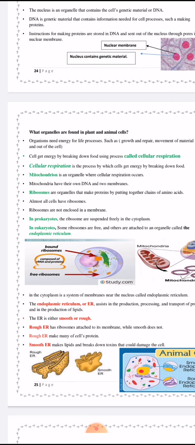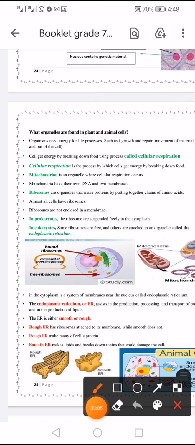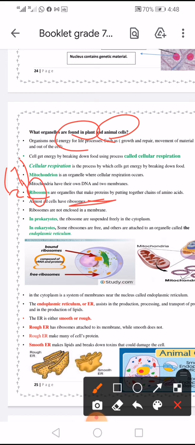Ribosomes. Ribosomes are organelles that make protein by putting together chains of amino acids. So ribosomes are another organelle found in plant and animal cells. So we have first one, mitochondria, found in plant and animal cells. Second one, ribosomes. Ribosomes are organelles that make proteins by putting together chains of amino acids. So what is the importance of ribosomes? They make protein by putting together chains of amino acids.